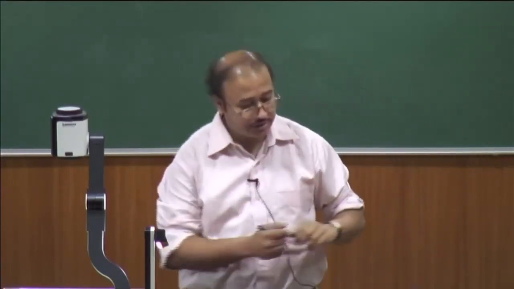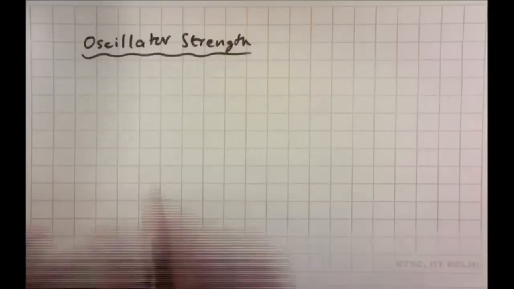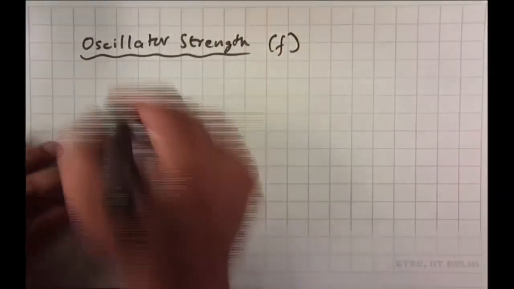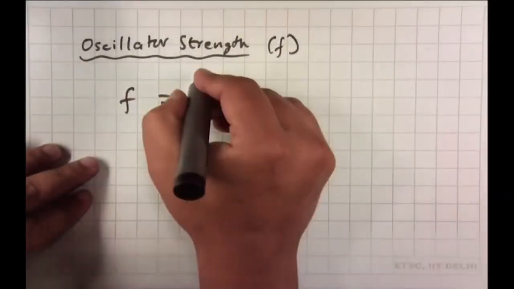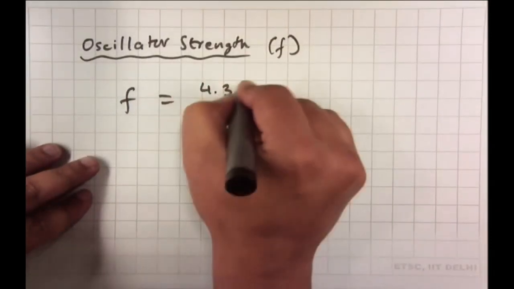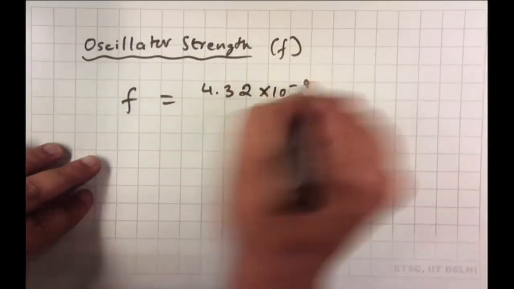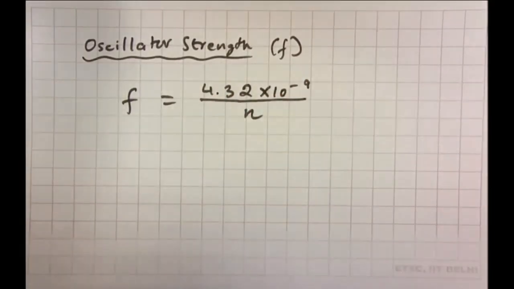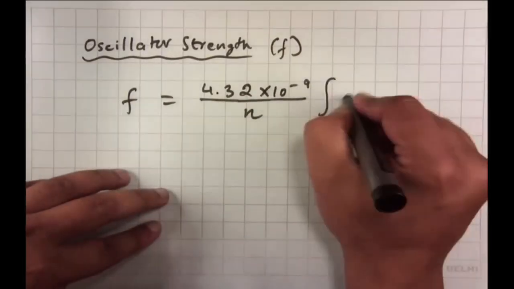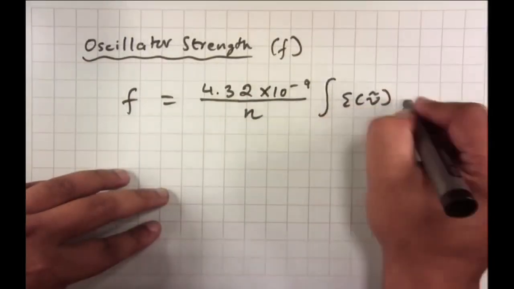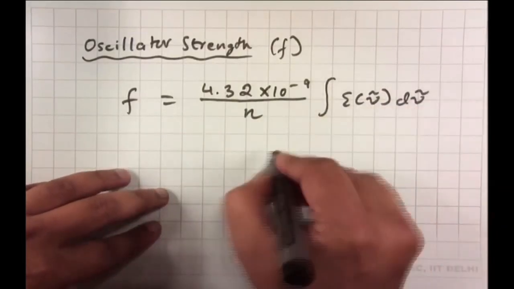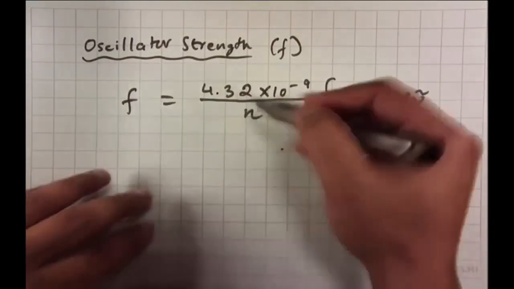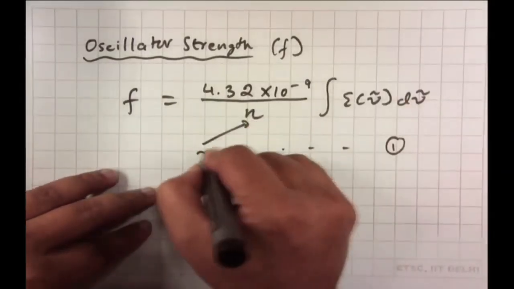So I'll just give you the relation. The oscillator strength is symbolized by F, okay? So F, the oscillator strength, is equal to, I'll just give you the value, just remember it, 4.32 times 10 to the power minus 9 over n. N is the refractive index, remember, times this. So again, n is the refractive index of your solution, okay.